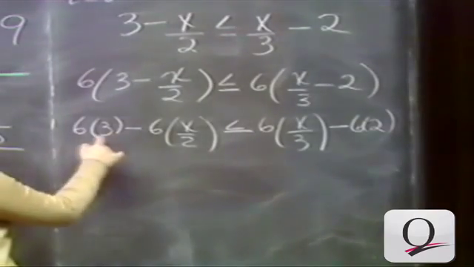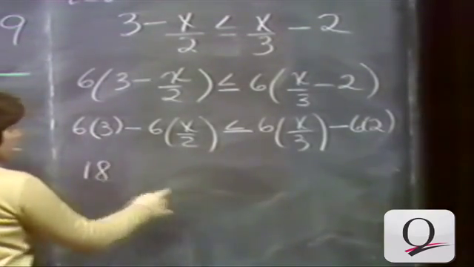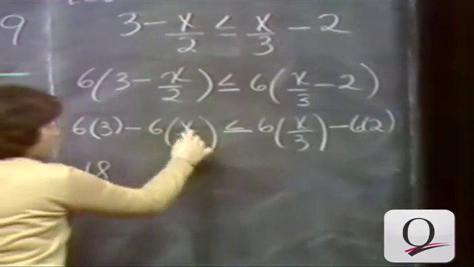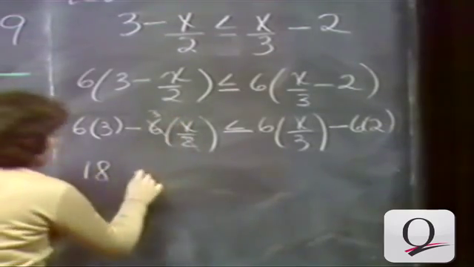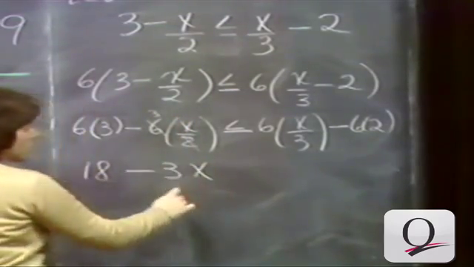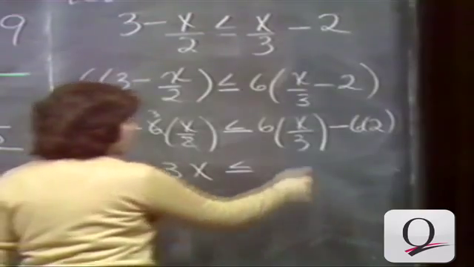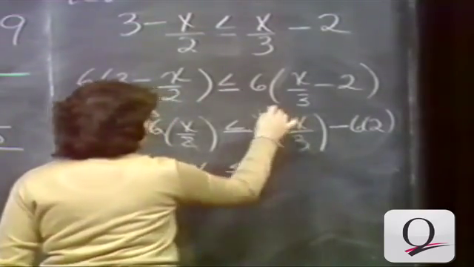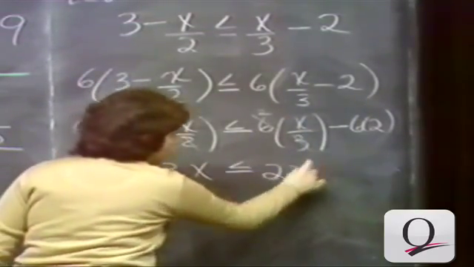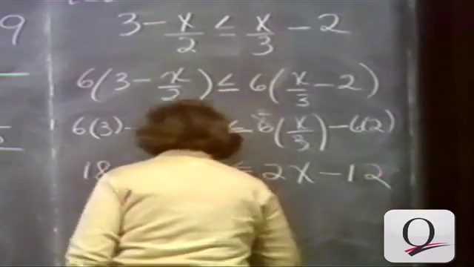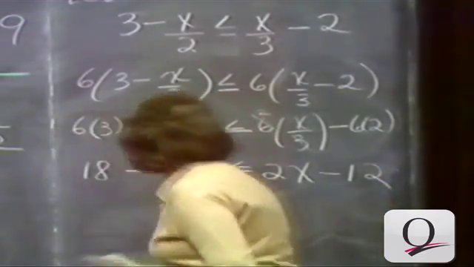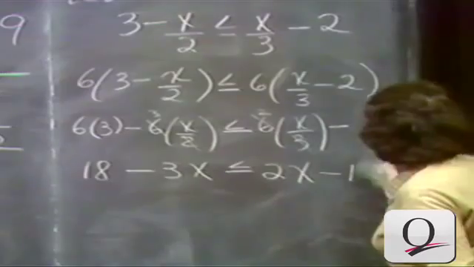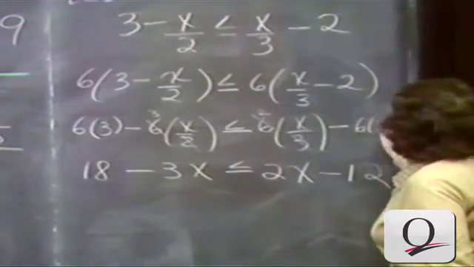Now, 6 times 3, that's 18. 2 goes into 6 3 times, so we have minus 3x less than or equal to, now 3 goes into 6 twice, so 2x minus 12. This is 6 times 2 here, in case you can't see it clearly.